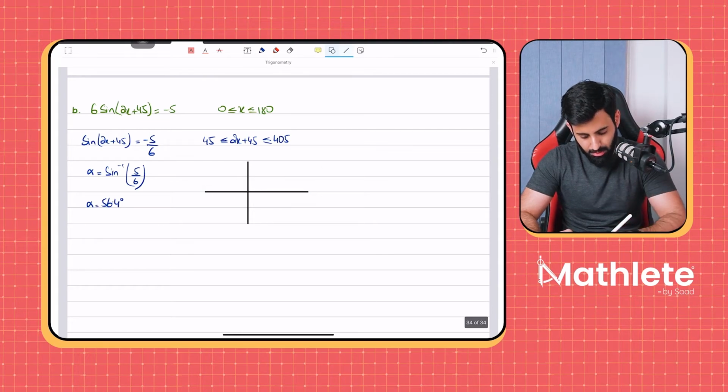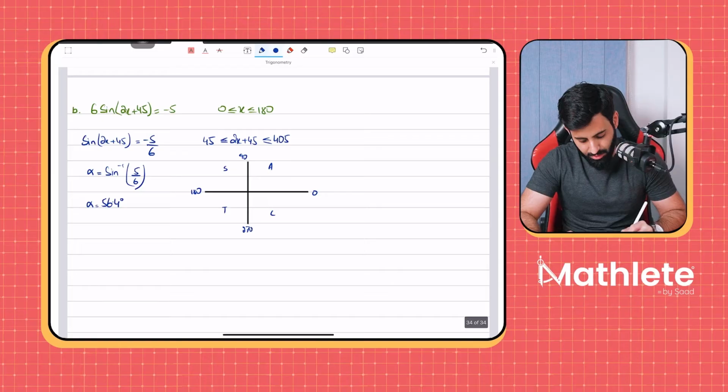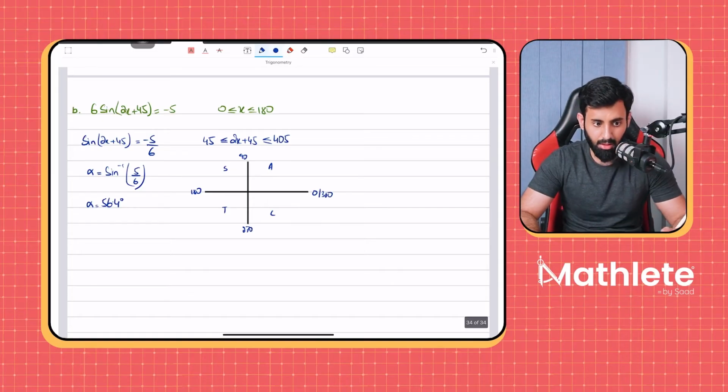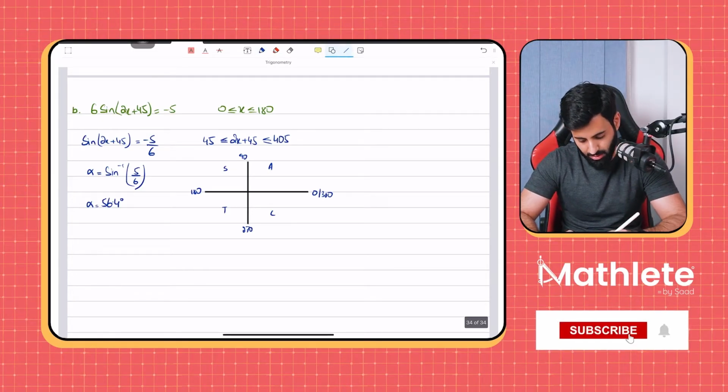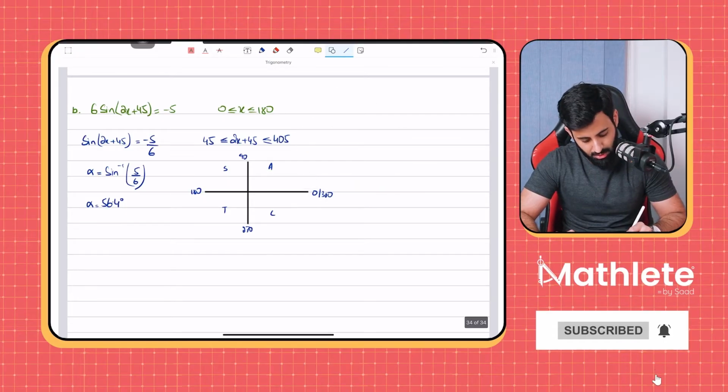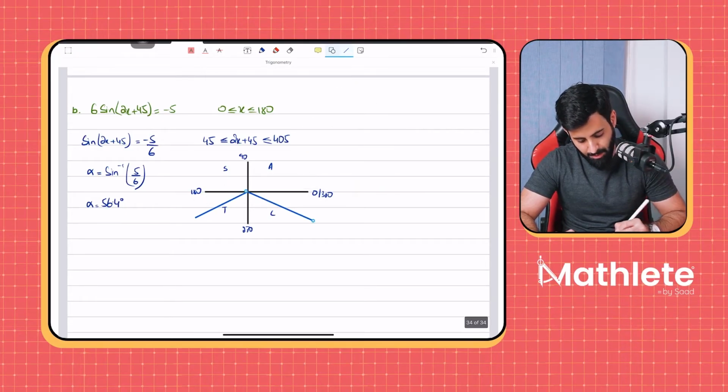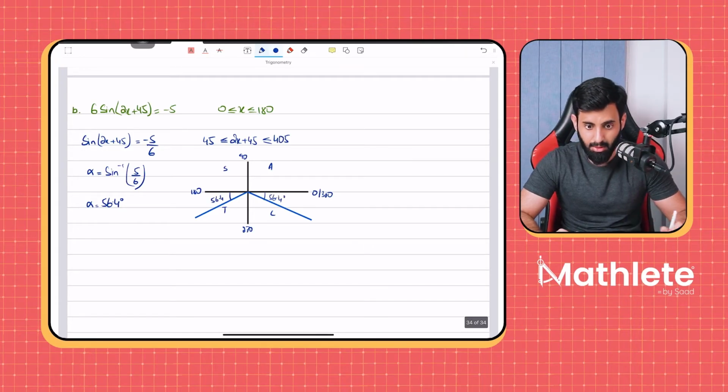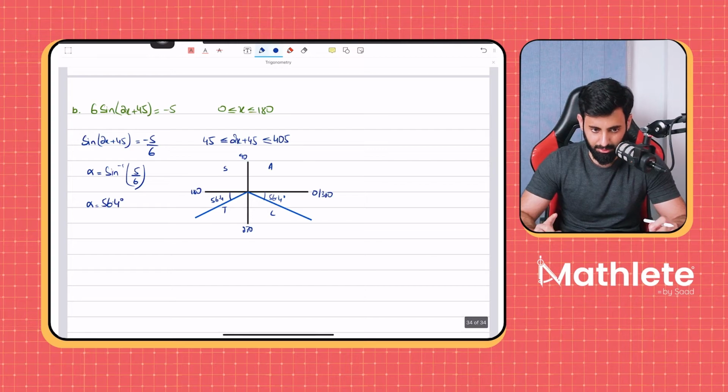So here we go. ASTC: 0, 90, 180, 270, 360. Okay, third and fourth quadrant, that is correct. Good job. So here we are, 56.4. Sine is negative. Okay, but when we're finding out alpha, we always take the inverse of the positive value.